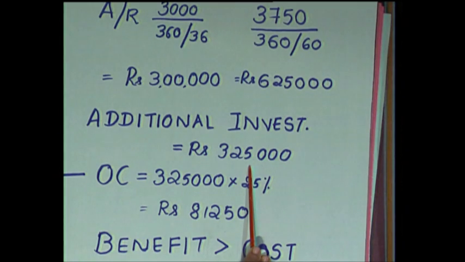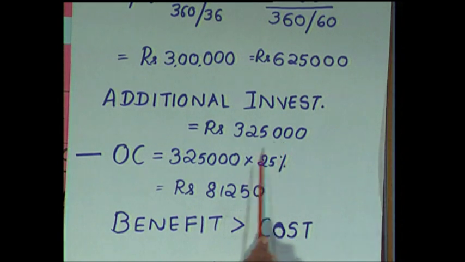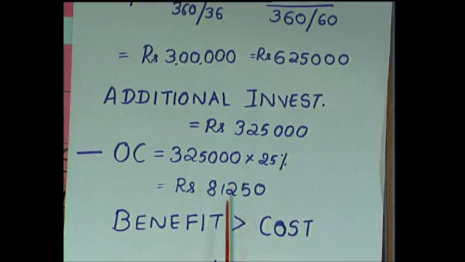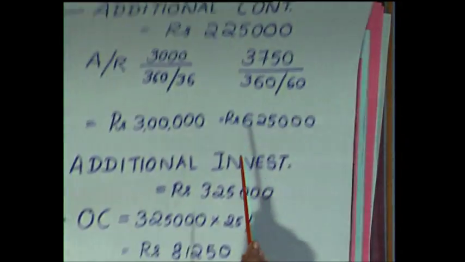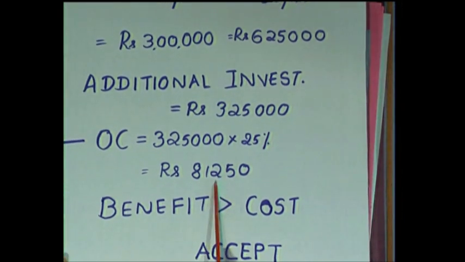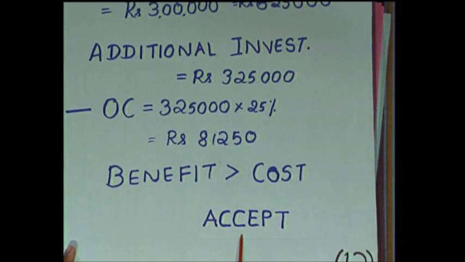Because the funds are blocked to the extent of 3,25,000, the return which you would have earned, you are not able to earn. That involves opportunity cost. Opportunity cost is 3,25,000 which is there with the debtors, multiply with the rate of return which you are foregoing, which comes to 81,250. Your additional benefit is 2,25,000, that is additional contribution, and additional cost is 81,250. As benefit is more than the cost, accept the policy. That means you can go for increasing the collection period. This is how you are going to make the decision.